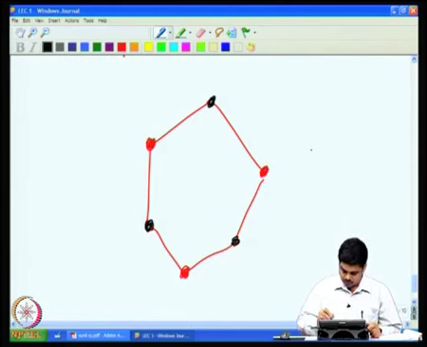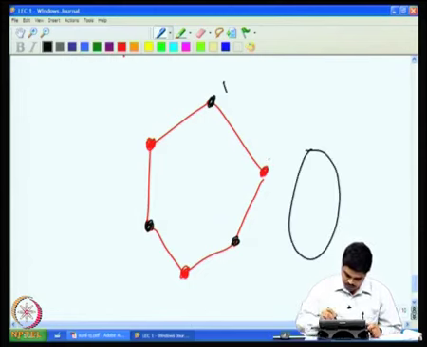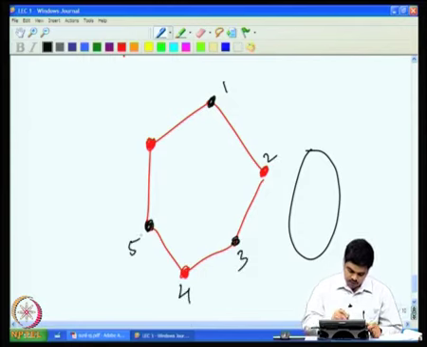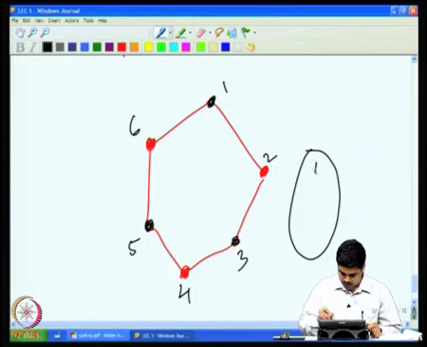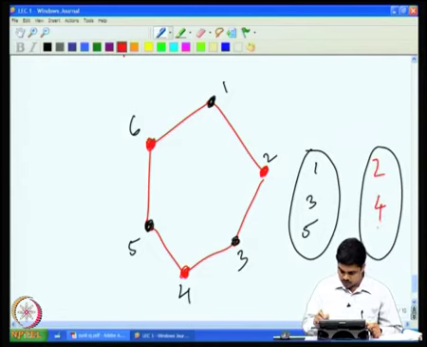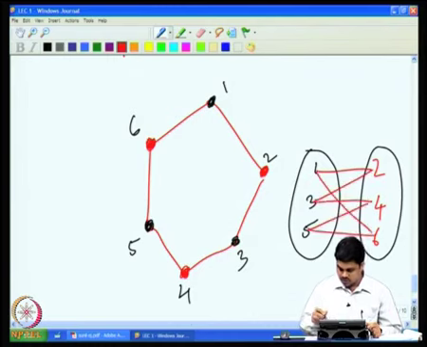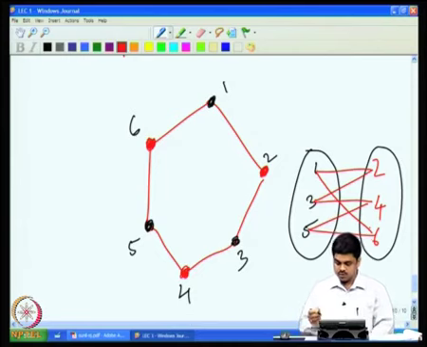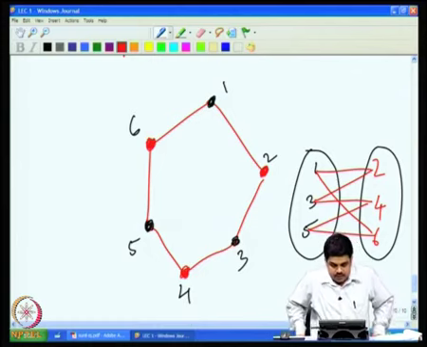So, for instance, you could have grouped, if I number it as 1, 2, 3, 4, 5, 6, I could have placed 1, 3 and 5, my black vertices, on this side, and the red vertices, say 2, 4 and 6, on this side, and the edges will be 1, 2, 3, 4, 5, 6, 1. So, the edges are always going from one side to the other. So, this is one way of viewing the bipartite graph. Right. So, a graph is a bipartite graph if I can do this thing.